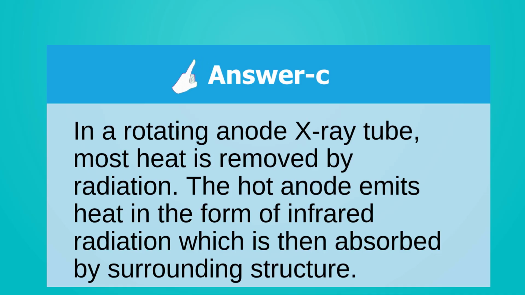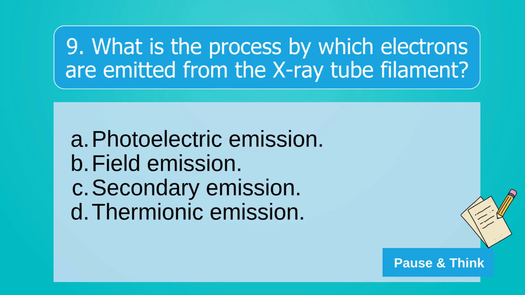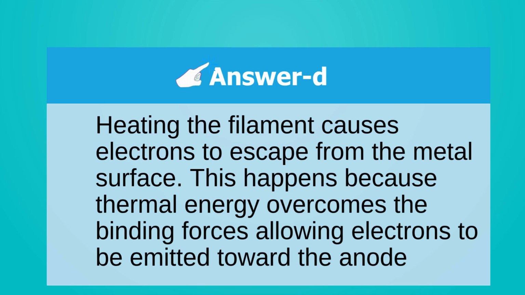What is the process by which electrons are emitted from the X-ray tube filament? Option A, photoelectric emission. B, field emission. C, secondary emission. D, thermionic emission. The correct answer is option D, thermionic emission. Heating the filament causes electrons to escape from the metal surface. This happens because thermal energy overcomes the binding forces, allowing electrons to be emitted toward the anode.